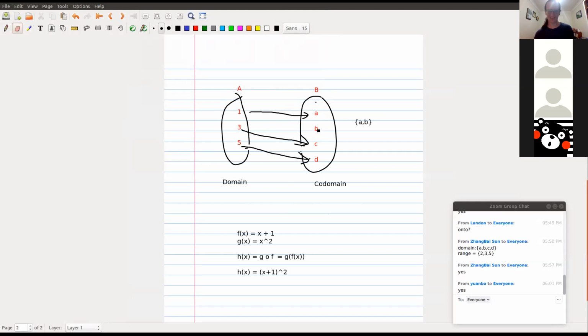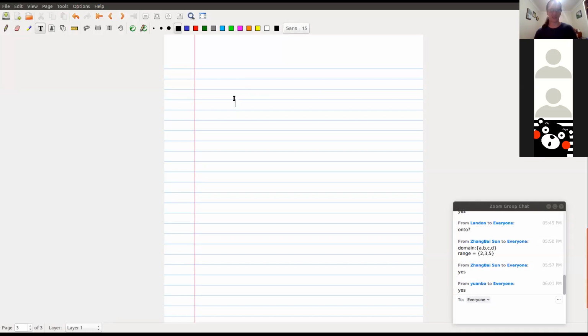Oh no, I can't delete the text. No, I'll draw a new picture really quickly. So we got A, 1, 3, 5, B, A, B. We can have a function as long as it doesn't go. Remember, it only has to go, we can go this.